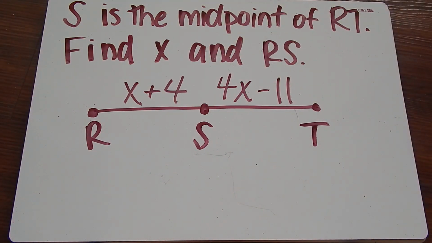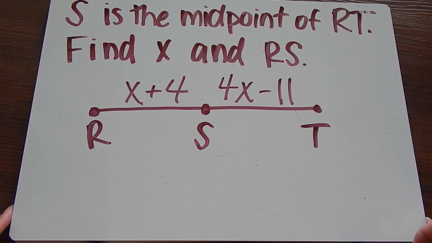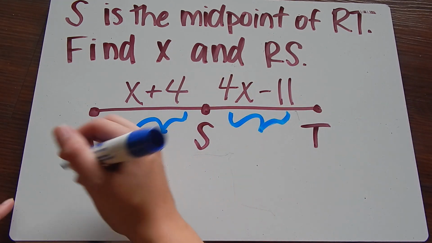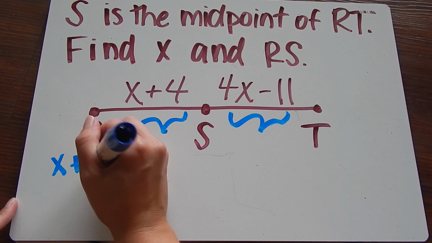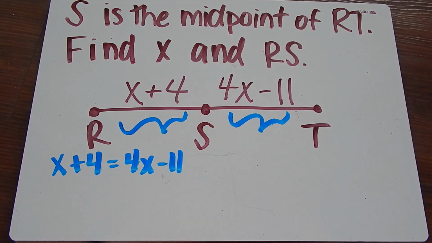Here is our second example. S is the midpoint of RT. Find X and RS. So since S is the midpoint, that means this side here is equal to this side here. So I can go ahead and create my equation to solve. First thing I want to do is solve for X, because I need to know X in order to find RS. So we have variables on both sides here.